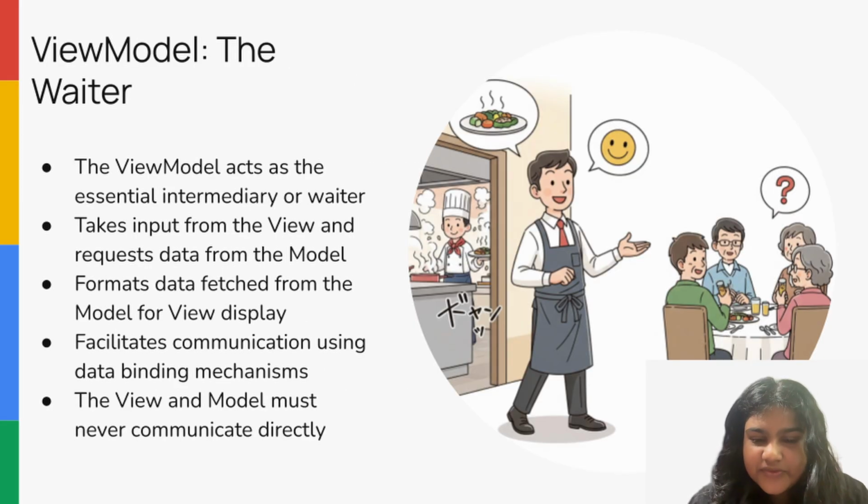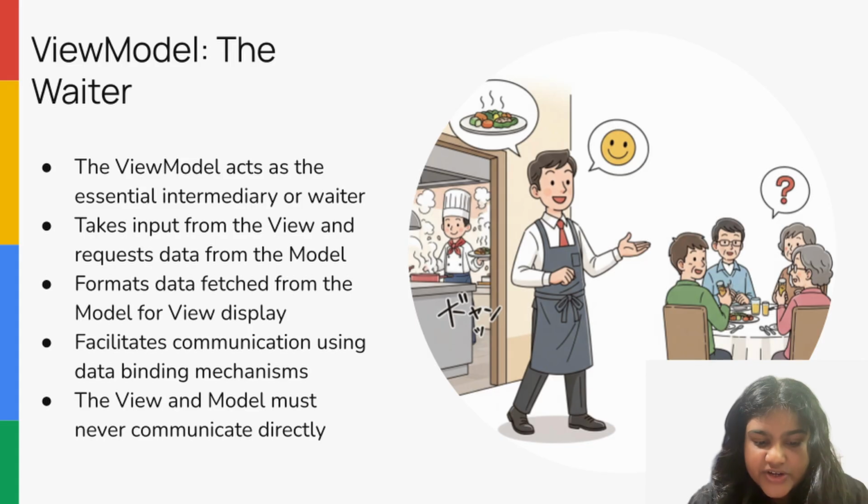Now let's talk about the view model, or the waiter. This component acts as the connector. Its primary job is state management. When the view receives an input like a button press, it delegates the action to the view model. The view model then requests data from the model. But here is the critical part.